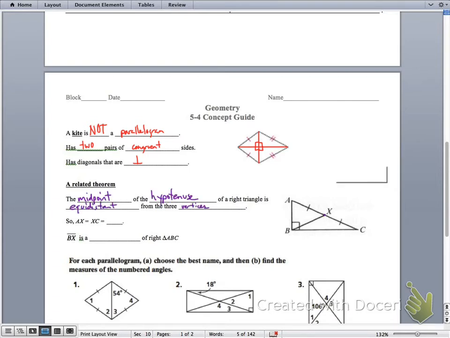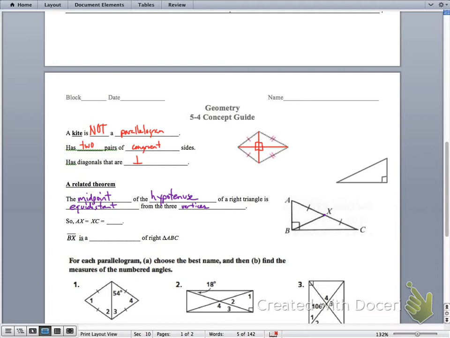Now, there's one more related theorem in this section that we need to address. And I'll explain to you here in a second why it's in this section. But let's go ahead and describe it to you. The midpoint of the hypotenuse of a right triangle is equidistant from the three vertices. Now, you may be saying, wait a second, what is a hypotenuse? And let me define that for you here momentarily. This is a word that we're going to be using more and more as time goes on.